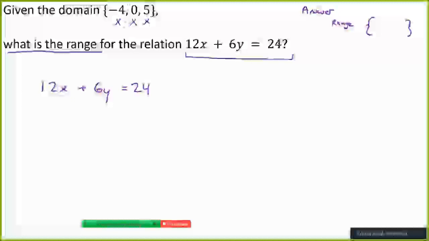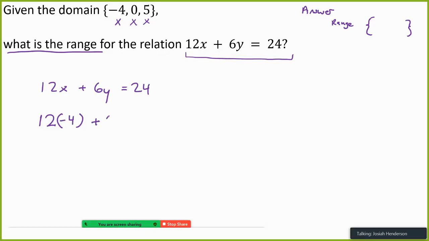We're going to plug in our x numbers one at a time for x. Let's start with -4. Since it's 12x, that means 12 times x. Remember that. So this will be 12 times -4 plus 6y equals 24. So this is back to unit 1 when we were practicing solving equations. Now I want to solve this for y.